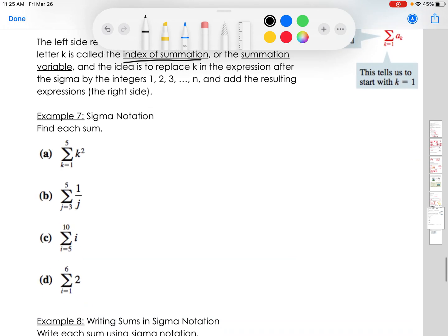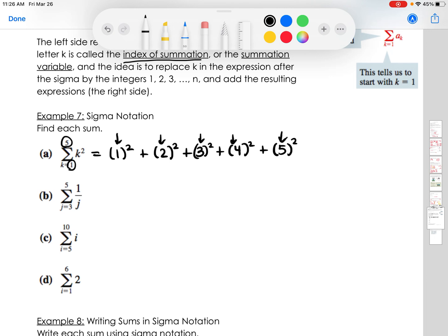All right, so here we want to find the sum of each of these. So we want to find the sum when k is 1, 2, 3, 4, and 5, all the way up. So we will have 1 squared plus 2 squared plus 3 squared plus 4 squared plus 5 squared. And what I've done is replace the k each time with those numbers from 1 to 5. All right, so let's see. 1, 4, 9, 16, 25. And then it's just simple arithmetic here. When I add, I'm going to get 55.